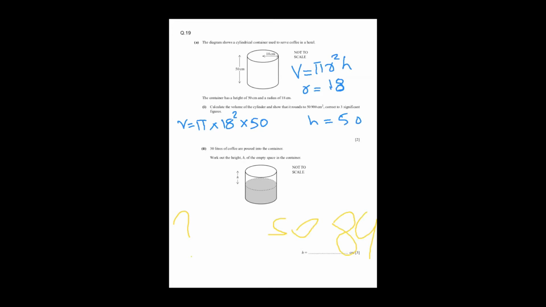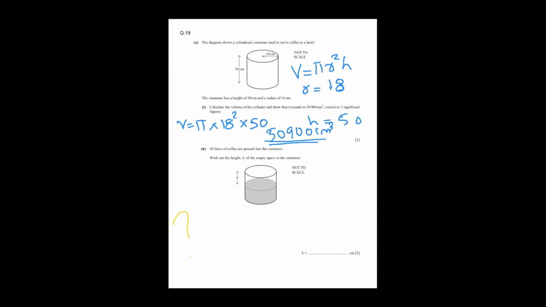So we can round it to 50,900 centimeters cubed. So this will be the volume of this cylinder. Now, move to the next question.